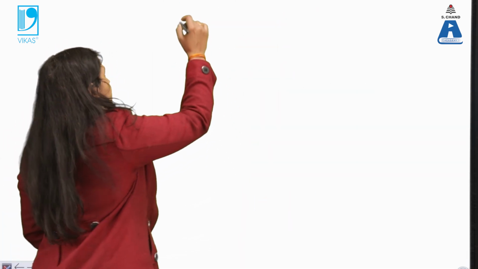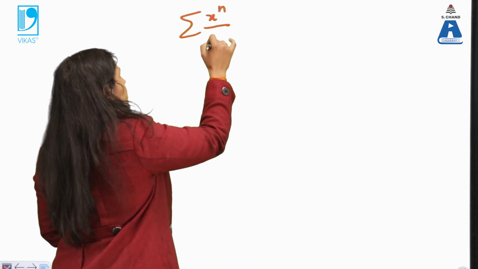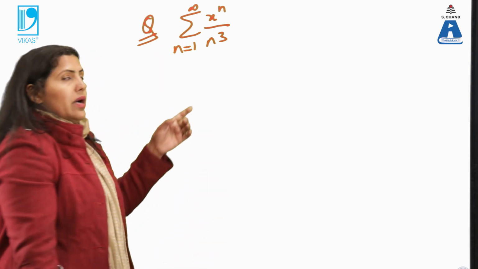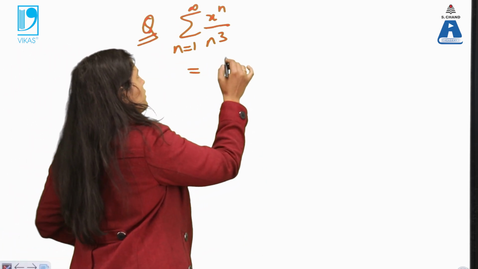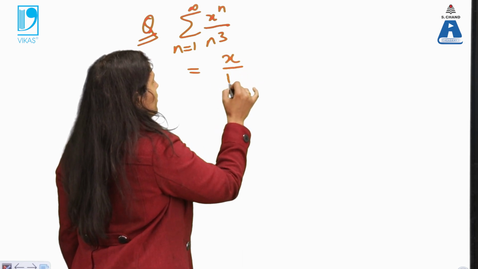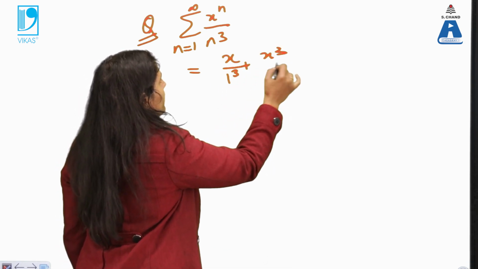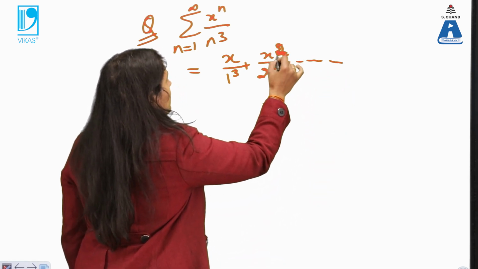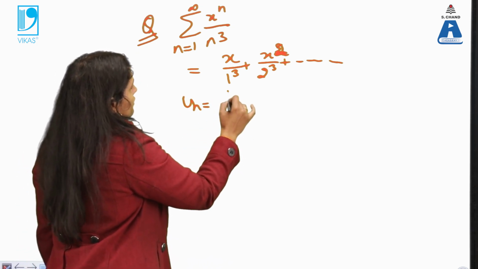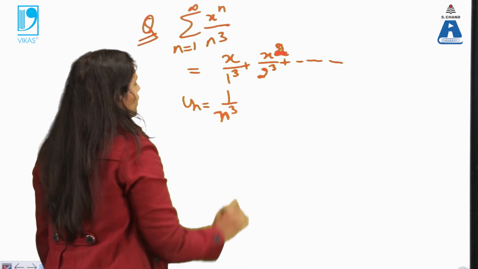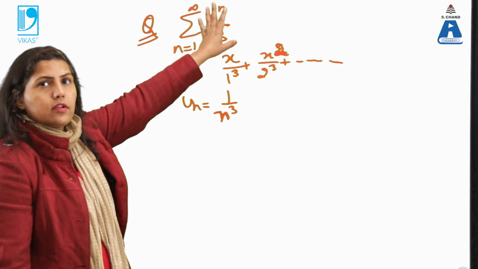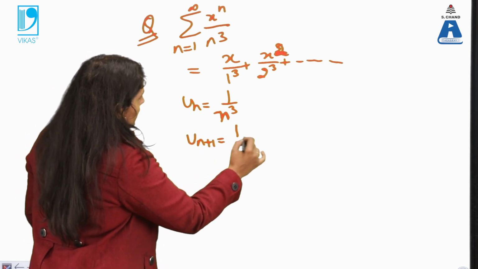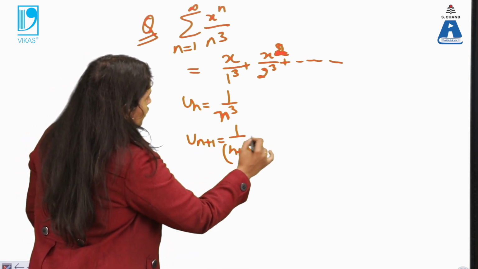So, now the last example of the lecture: the sum of x to the power n upon n cube, n from 1 to infinity. This is again a power series, and I just expand this power series. This power series is basically x upon 1 cube, x square upon 2 cube, and so on. What is the nth term in this case? And can you see that for the nth term, I am not considering the x to the power n term. So, un is this, u(n+1) will be (n+1) whole cube.